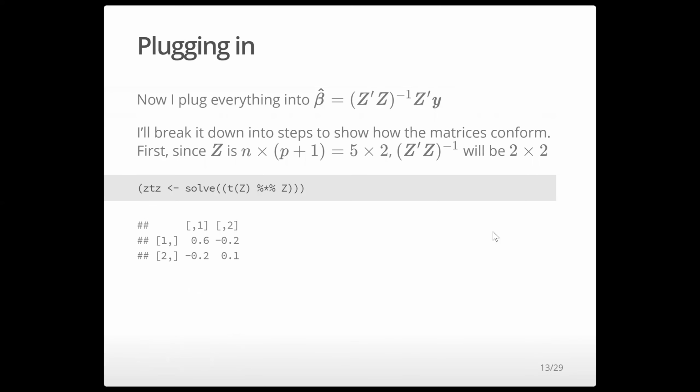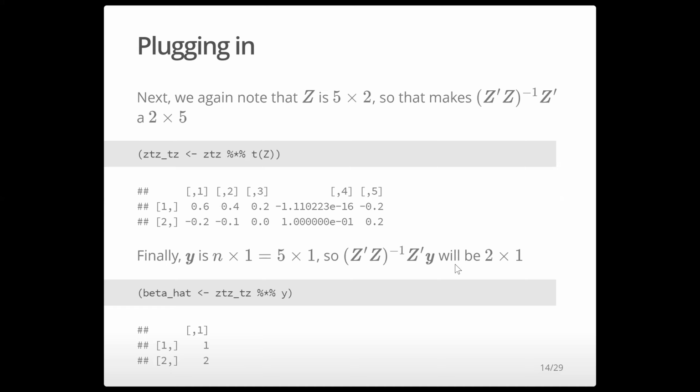So now I'm going to plug everything into this formula. And again, I'll go step by step here so we see how all the matrices conform. The first step is we need to take Z transpose times Z and invert it. So Z is n by p plus 1, so in this case, that's a 5 by 2. Transposing a 5 by 2 gives a 2 by 5. So we're doing a 2 by 5 times a 5 by 2, which is going to give us a 2 by 2. So there is our first step where we get our 2 by 2.